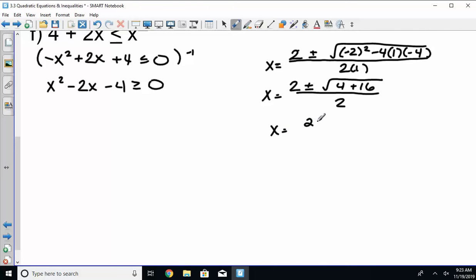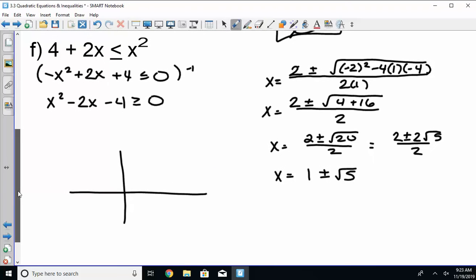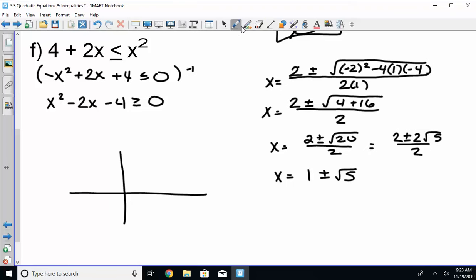So I get 2 plus or minus the square root of 20 over 2. What can you do with the square root of 20? You can break it down. We could break 20 into 4 and 5. Square root of 4 is 2. And then, so I get 1 plus or minus radical 5. Okay, it's not a pretty number, but that is a real number, isn't it? Yes, it is. Why don't we graph real quick and see what this looks like.